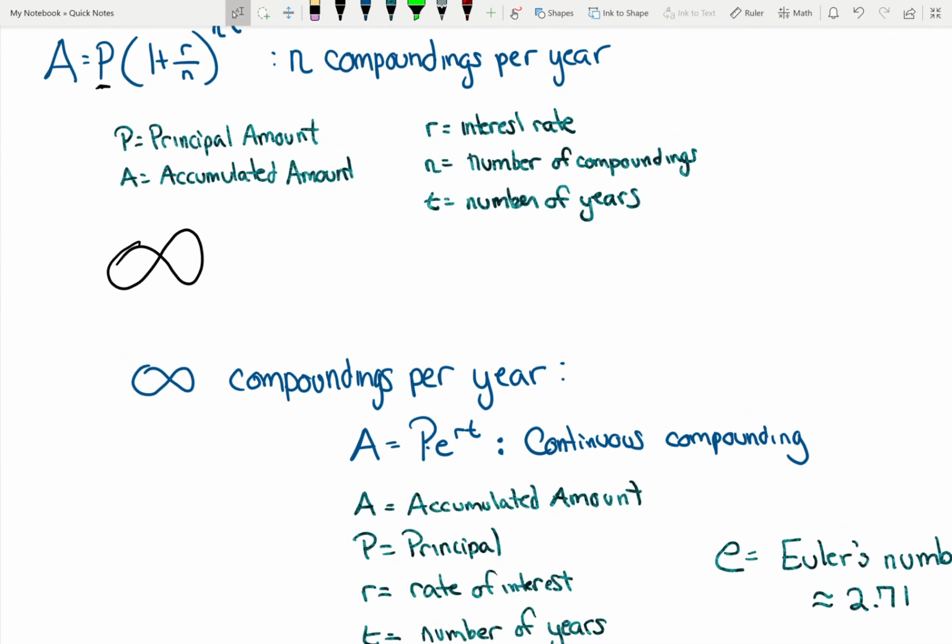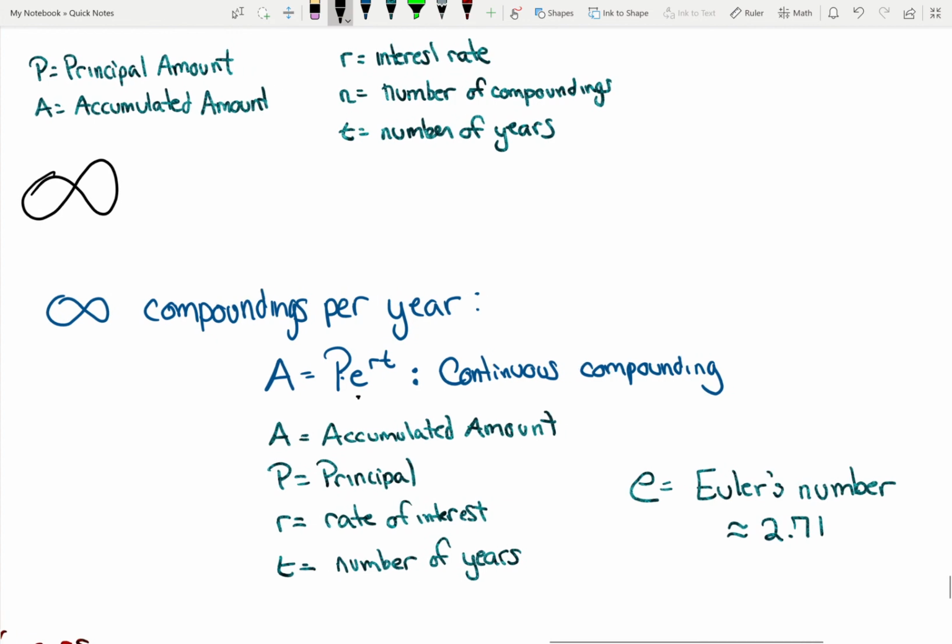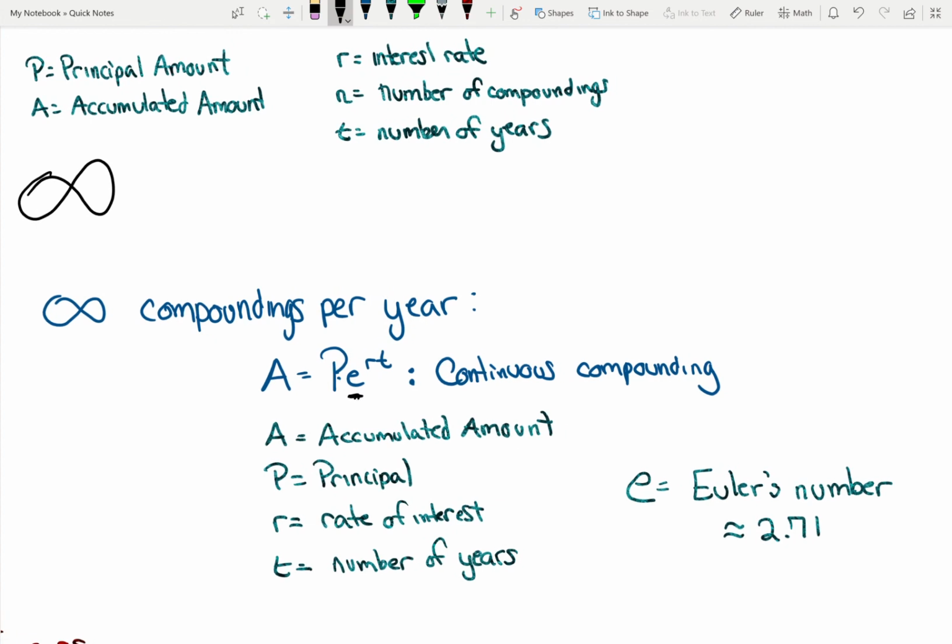A equals P times E to the RT. See this guy right here? This weird number pops up. So if I want an infinite number of compoundings per year, which is also known as continuous compounding, I'm going to use this formula right here, where A is the accumulated amount, P is the principal, R is the rate of interest, T is the number of years, and E, see this E right here? This weird thing that popped up? That's Euler's number. Don't say Euler, it's Euler. Almost spelled like this.